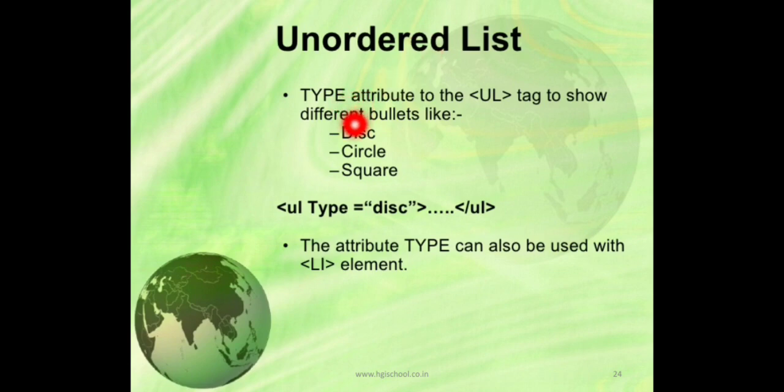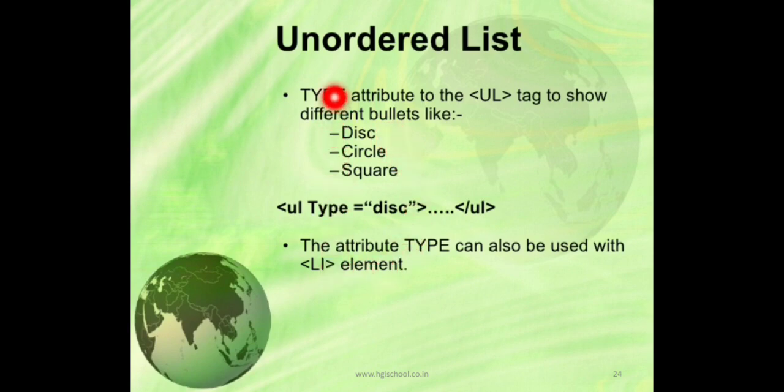Unordered list. The type attribute is used with the unordered list tag to show different bullets. Unordered means there is no order at all; the sequence is not given. Here the list items will be displayed with a disk, circle, or square. By default it is always a disk, but we can change it to circle or square.